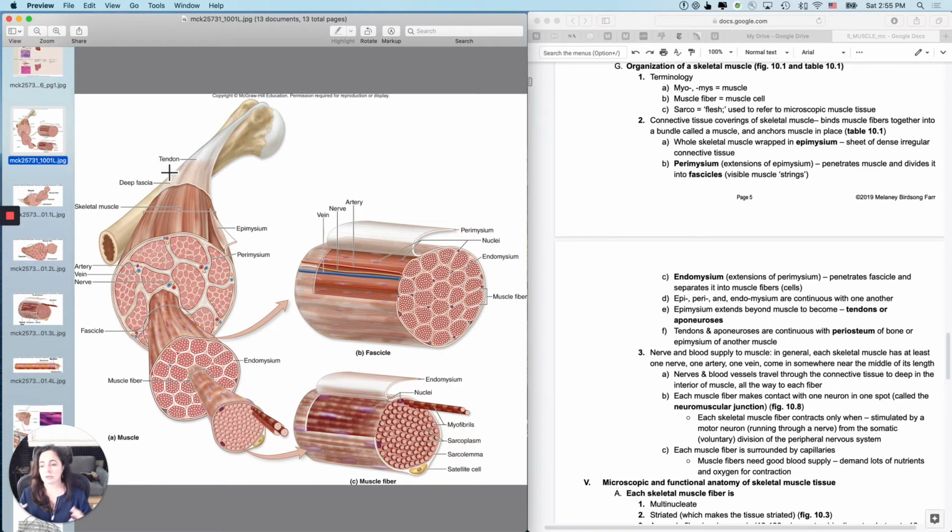Skeletal muscle is, of course, made primarily of skeletal muscle tissue, but there is connective tissue associated with it. What we have to do with this figure is understand how the connective tissue is associated with it. The skeletal muscle fibers are all held together by connective tissue. The whole skeletal muscle is wrapped in connective tissue going all the way around the whole muscle, and that's called the epimysium. And epi means on or upon.